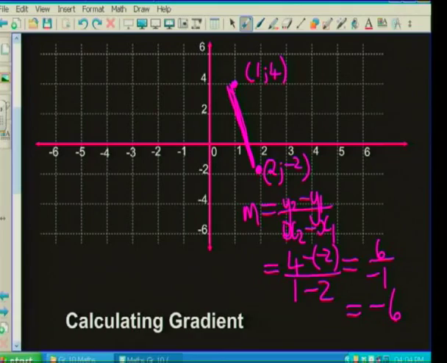A very important tip when calculating gradients, as with anything: have a look visually at what you've got and make sure that your answer is consistent with that. I saw that I had a negative gradient, I also saw that it was steep, and my answer has confirmed it. If you see that a line has a negative gradient and you calculate the gradient and it comes out positive, you must know that you made a sign mistake somewhere and go back and fix it.